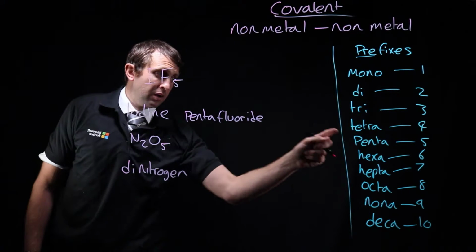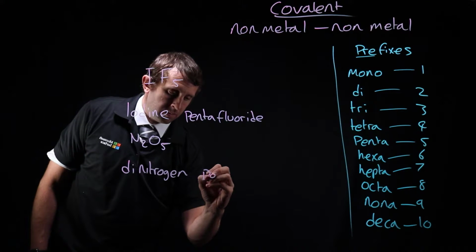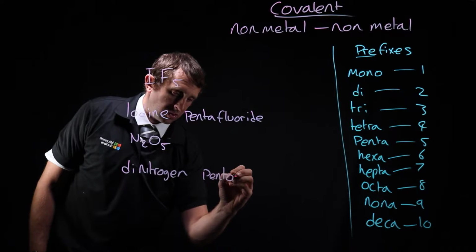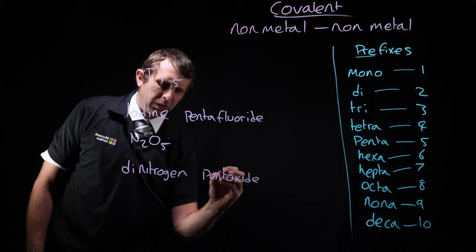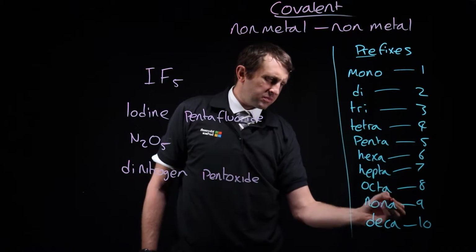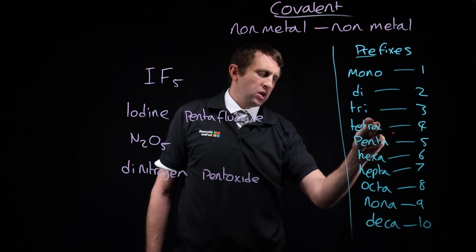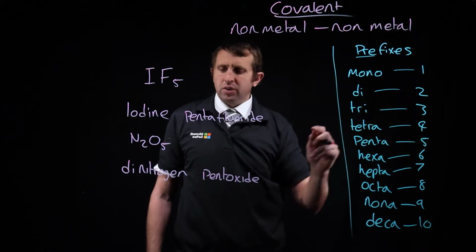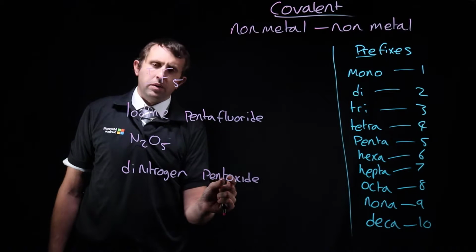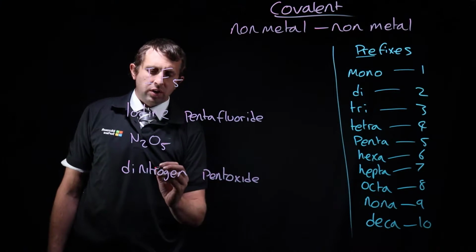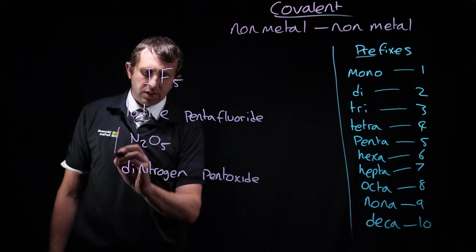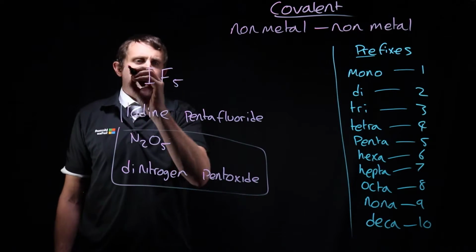penta, 5, penta, or pentoxide. When we use oxide, we get rid of the a here. For these ones, we get rid of the a's here and the o there because we don't have those two vowels together. So pentoxide, dinitrogen pentoxide. So that's that one.